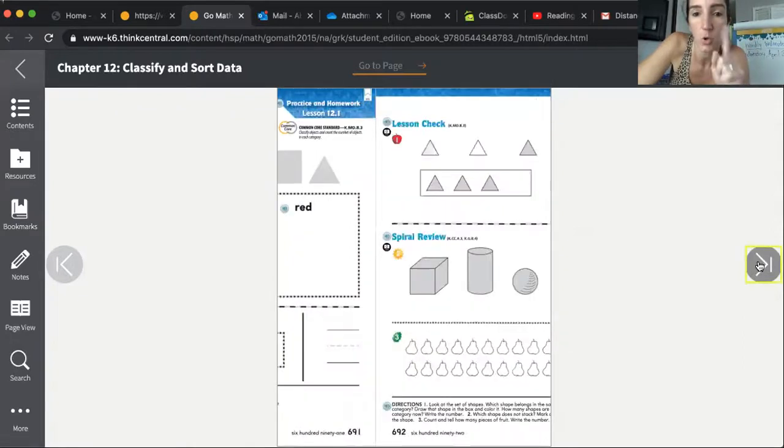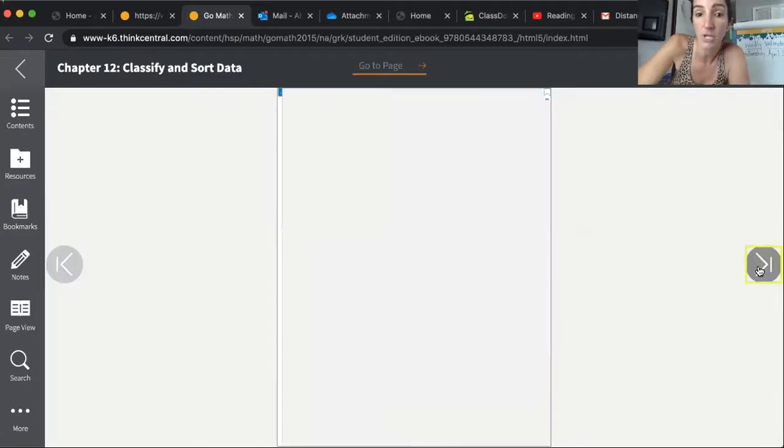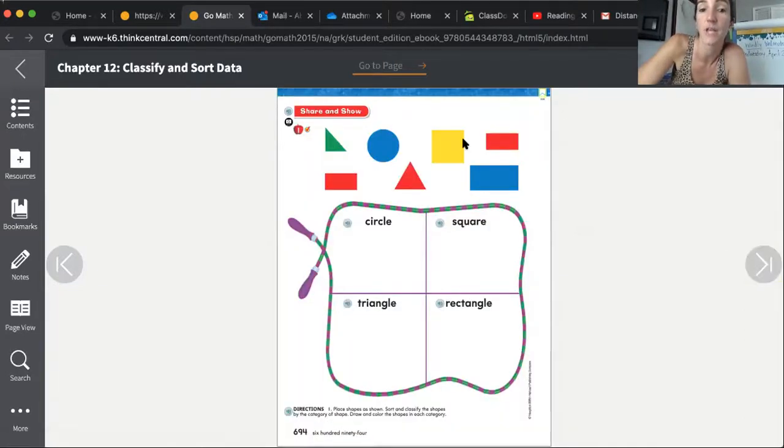Okay, so then you're gonna go to 12.2 today. Today we're classifying and counting by shape. So maybe you could do triangles and not triangles, or circles and not circles. So you get to pick and classify them by the shape. Here, you're separating them by shape. The circles here, the squares here, the triangles, and the rectangles here.